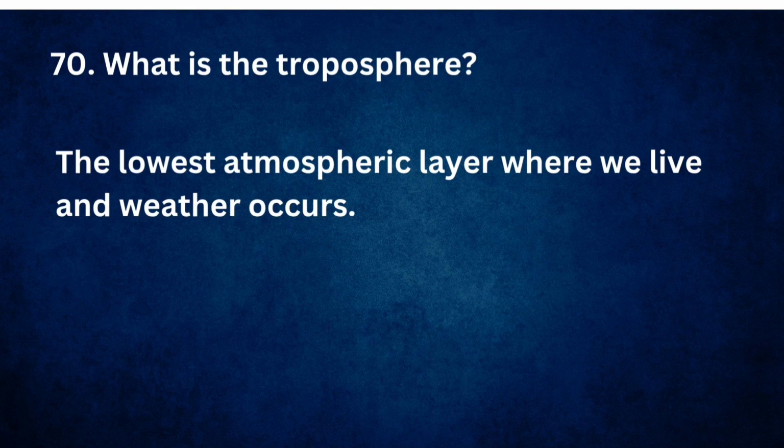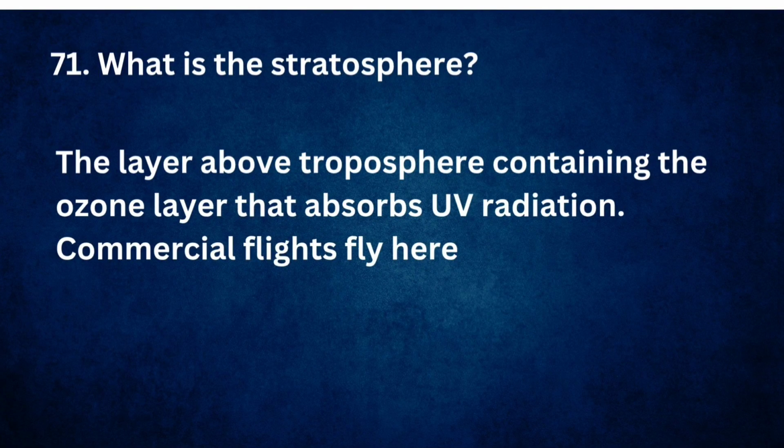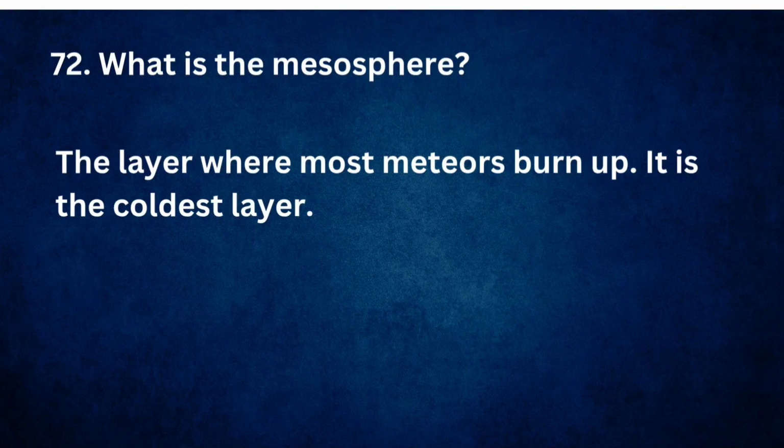What is the troposphere? The lowest atmospheric layer where we live and weather occurs. What is the stratosphere? The layer above the troposphere containing the ozone layer that absorbs ultraviolet radiation. Commercial flights fly here. What is the mesosphere? The layer where most meteors burn up. It is the coldest layer.